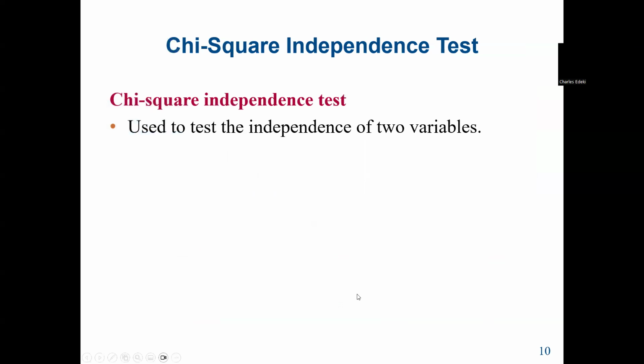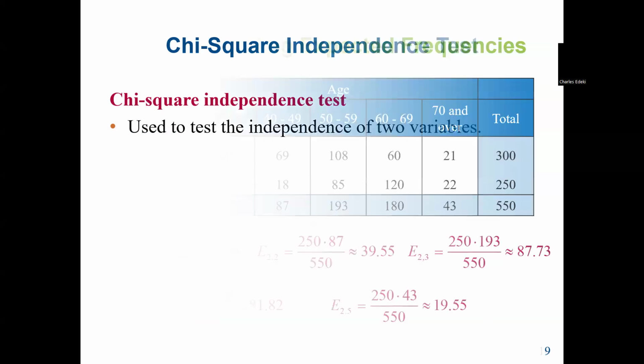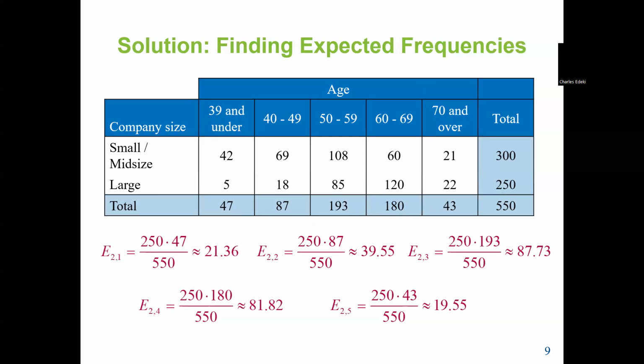Now, the next, we are going to use the expected frequency to test our variable. In this case, let's say chi-square dependent test. The goal is that we want to test if the two variables are independent. If we say the company size and age, these two variables are independent, again, we mean that age doesn't have anything to do with company size. It doesn't affect company size, doesn't affect the age of the CEO. And that's what we're going to do next.